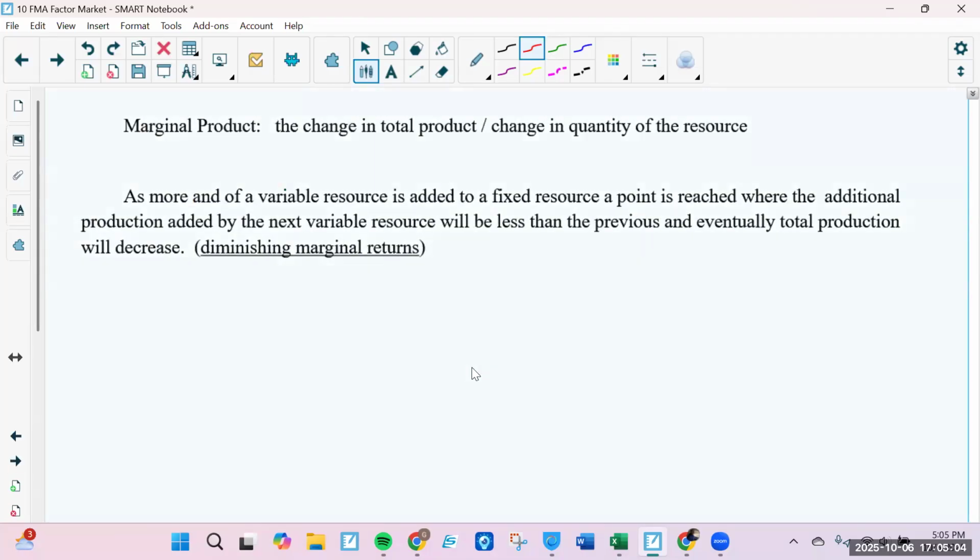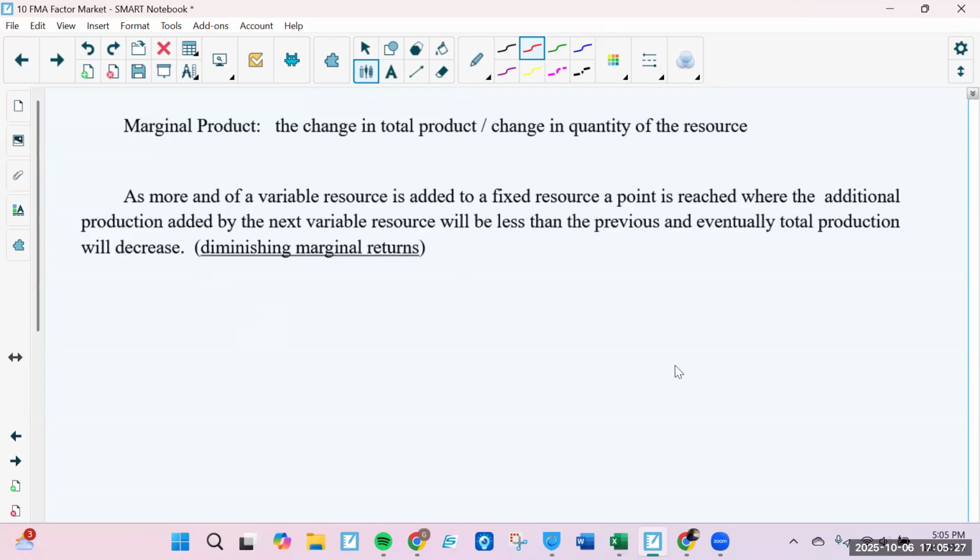Right. Marginal product, we've seen this all along. Marginal product is the change in total product divided by the change in the quantity of the resource. It's really how much additional production you get from hiring another unit of resource, usually labor. And we know all about the diminishing marginal returns.